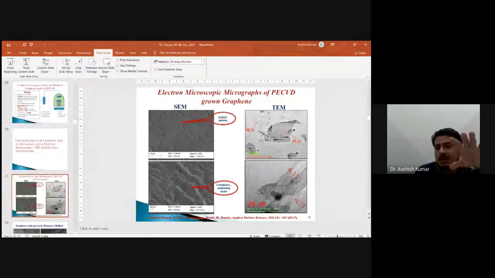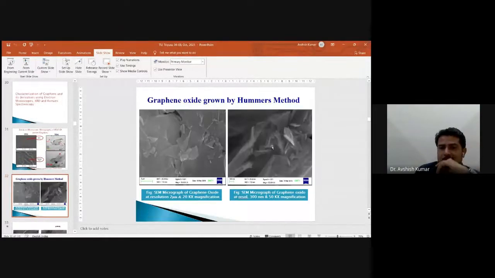Maybe some of you are working on graphene using Hummers method. It is not possible to synthesize single layer graphene with the Hummers method. Yes, people use some treatments and grow it, but the possibilities are greater if you are using this PECVD technique for the synthesis of graphene.